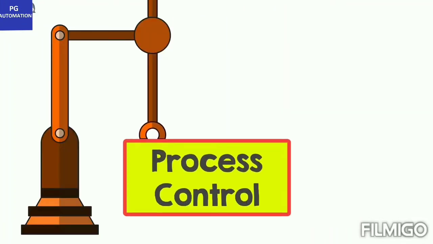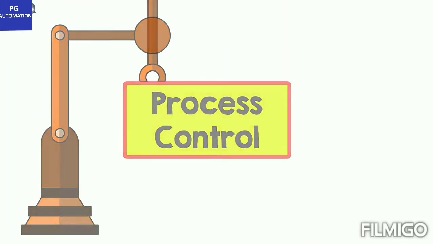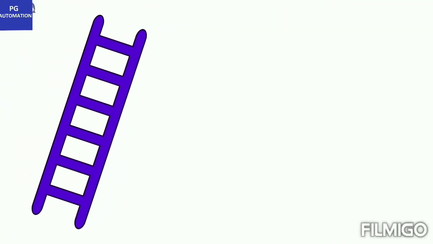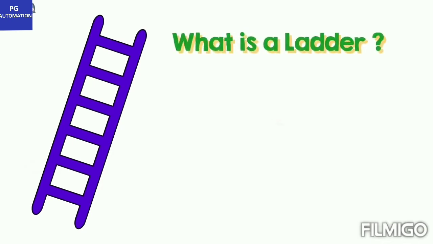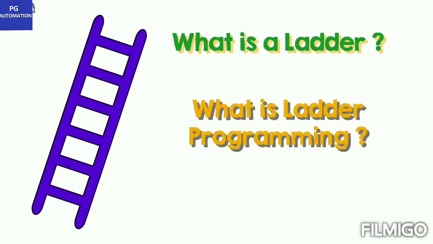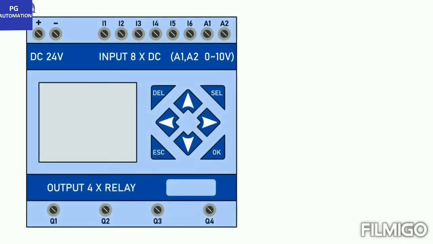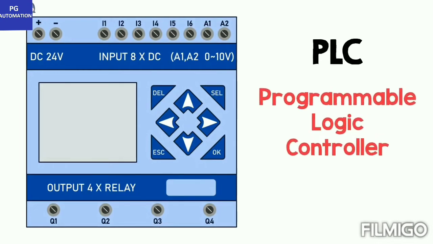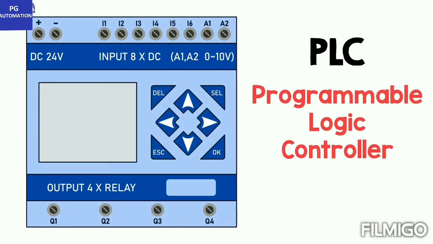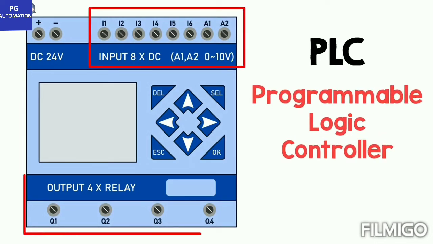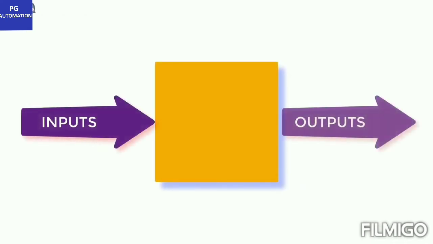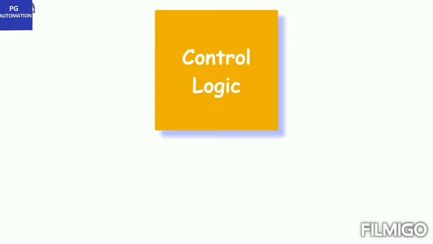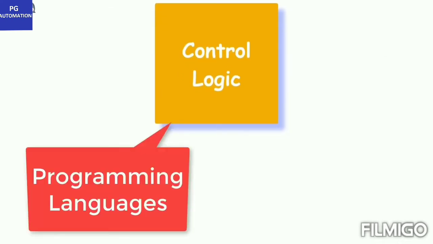and try to understand how to control a process. But before starting to program, let us understand what is a ladder and what is ladder programming. As discussed in previous videos, we know that PLC is a logic controller which has terminals for inputs and outputs. The relations between these inputs and outputs are established via a control logic. The control logic can be programmed using different programming languages.